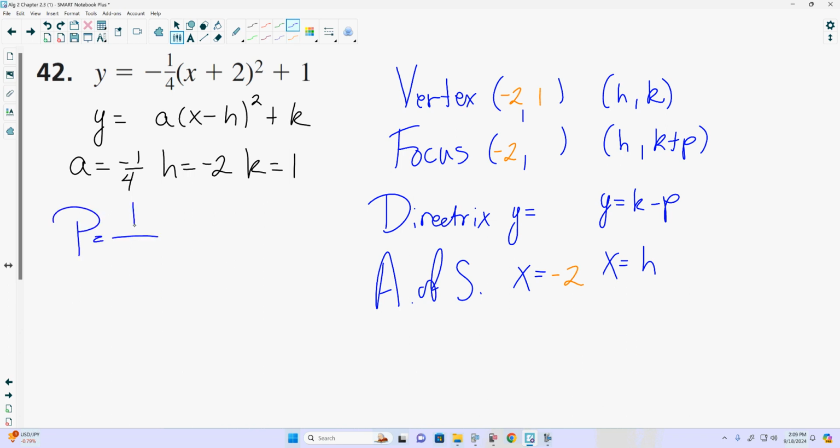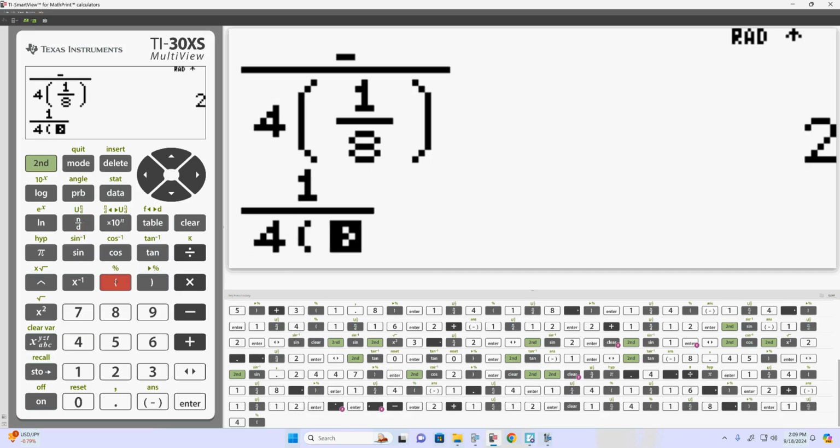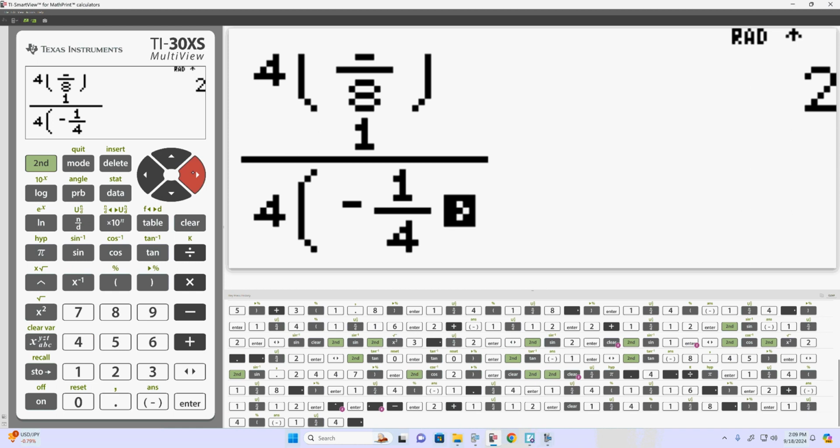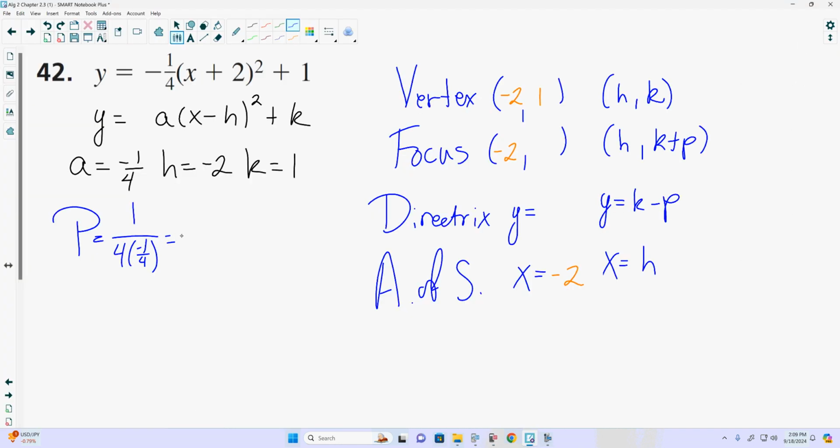p is equal to 1 over 4a. 1 over 4 times negative 1/4. Now at this point here, we can plug this into the calculator. 1 over 4 times negative 1/4, which is, so our value p is negative 1. Questions on this here?